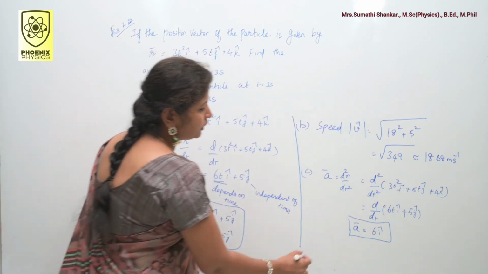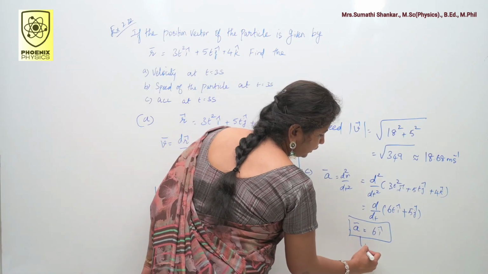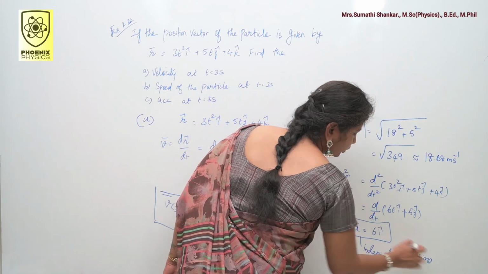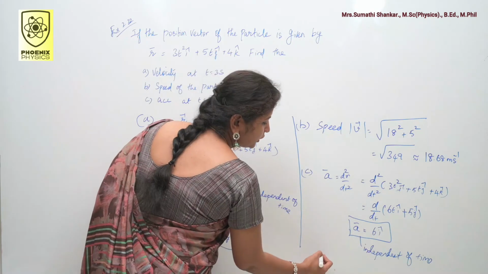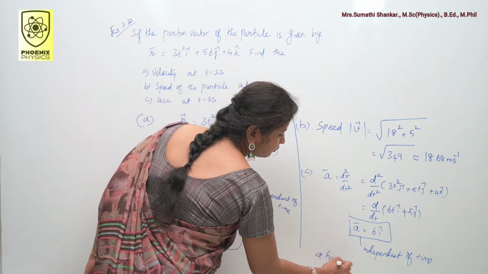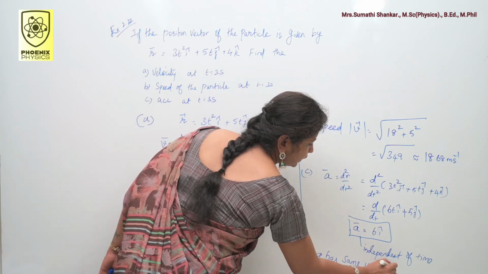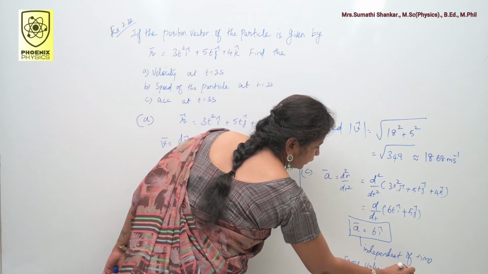Here a is independent of time because no t term here. So a is independent of time. So a has the same value when t is equal to 3 seconds.